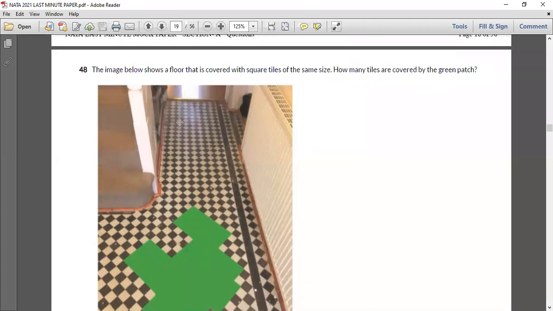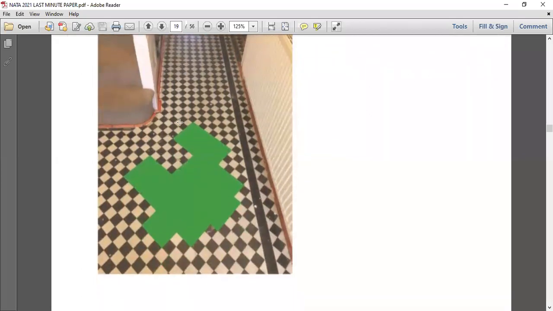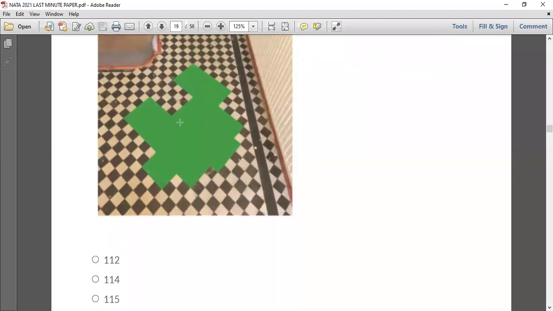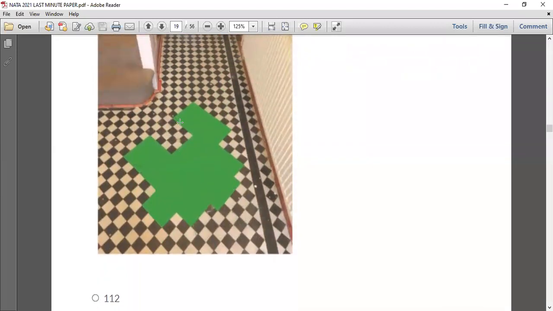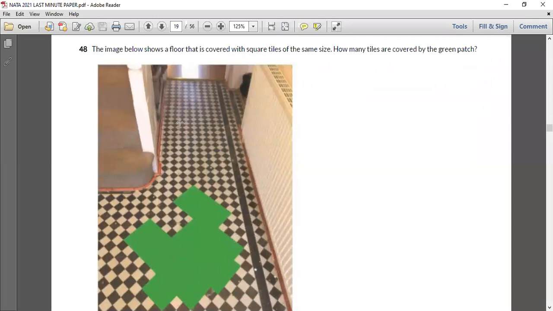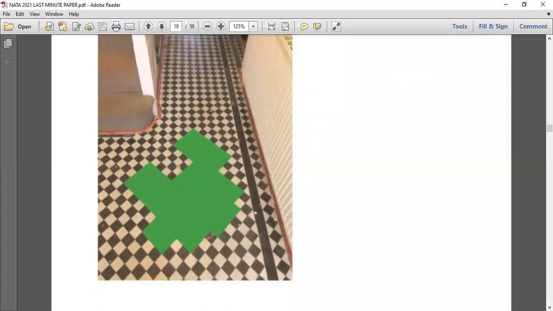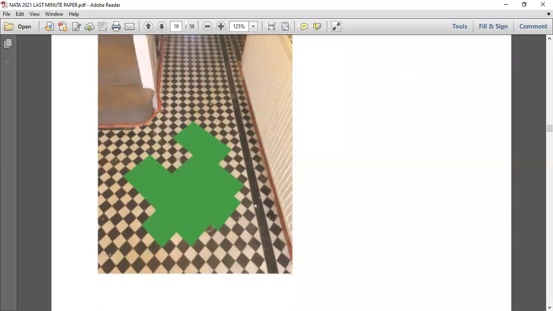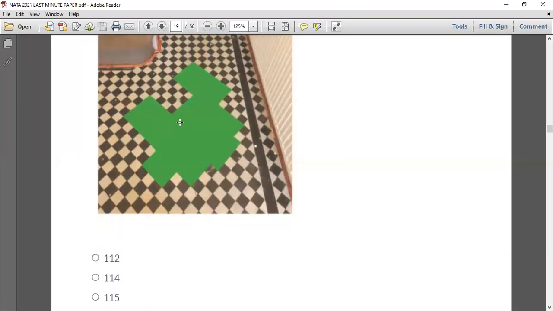The image below shows that the floor is covered with tiles. How many tiles can be there in the green patch? So you need to understand how many tiles can be there in the green patch. They're of the same size. So how can you assume that? How many? Someone told something, right? Can you please unmute and tell?